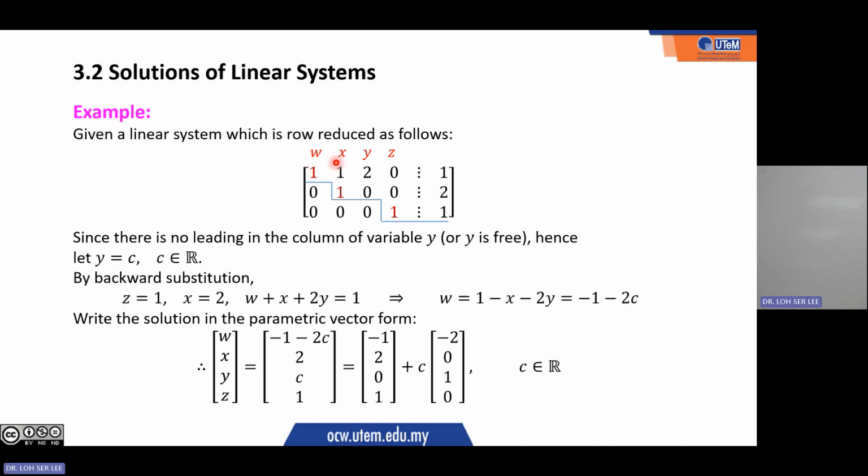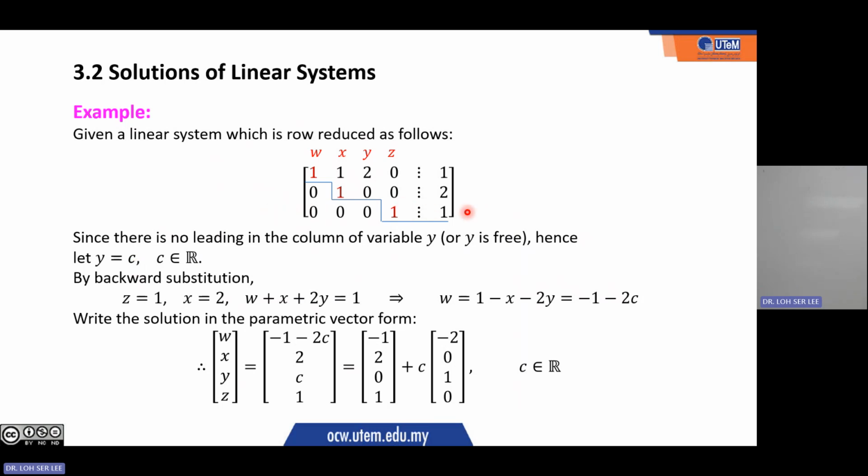W has a pivot, X has a pivot, Z has a pivot, Y is free. Since there's no leading entry in the column of Y, we say that Y is free, hence we let Y be c. c is a constant, c is a real number, c can be any value. Then we perform backward substitution.